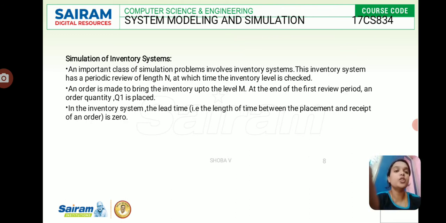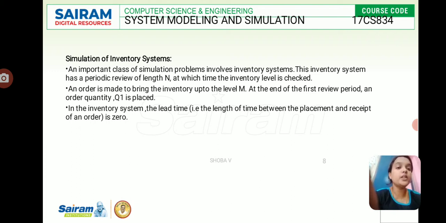An order is made to bring the inventory up to the level M. Here we can give the probability for all the things, like a newsstand buying under a probabilistic distribution, with newspapers in normal condition, or fair, good, like these kinds of probabilities we can distribute among the inventory system. At the end of the first review, an order quantity Q1 is placed. Next Q2 is placed, and Q3 is placed, Q4 is placed, and so on.